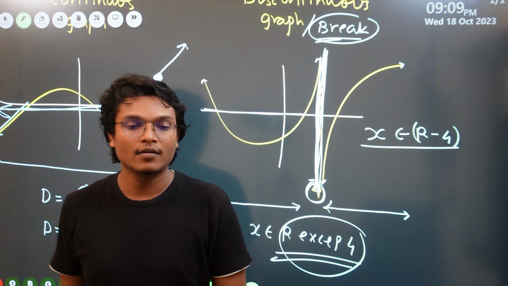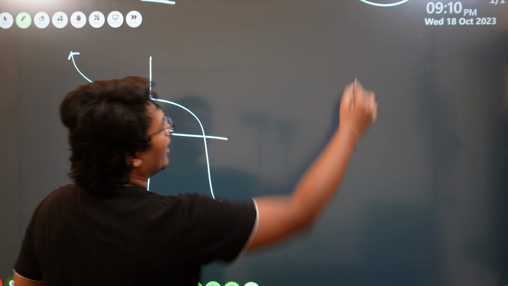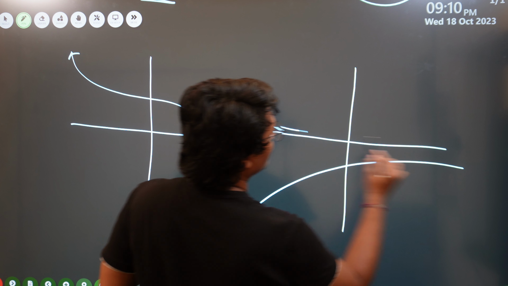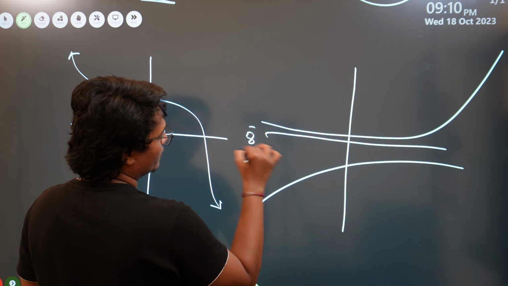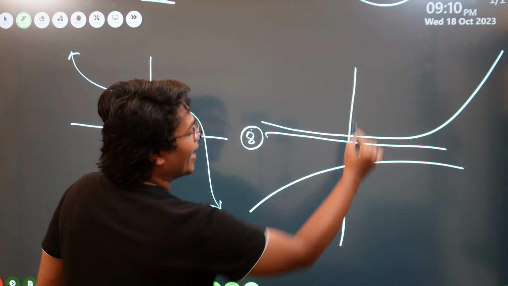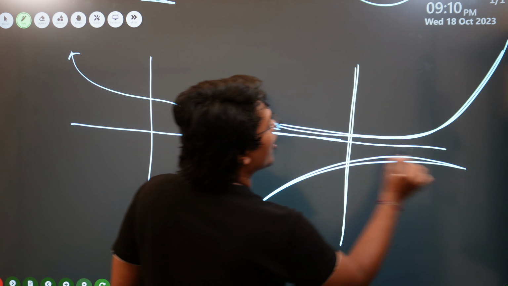Now, for range, same thing. We will just look at the y-axis. If this is the graph given like this, and this is another graph given like this, for example, and this is point 8. Now see, on the y-axis, the graph is continuous throughout except at point 8. So our range will be real numbers minus 8.